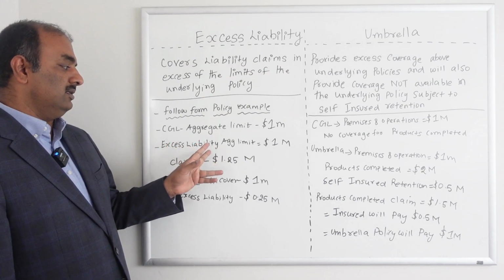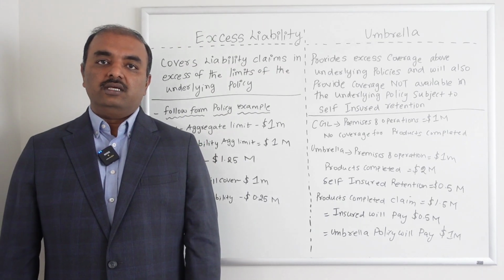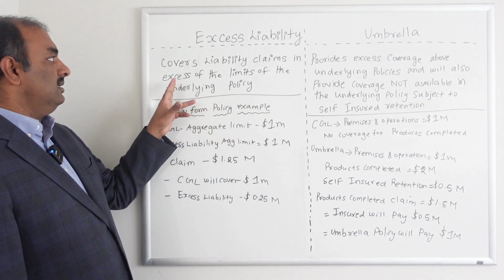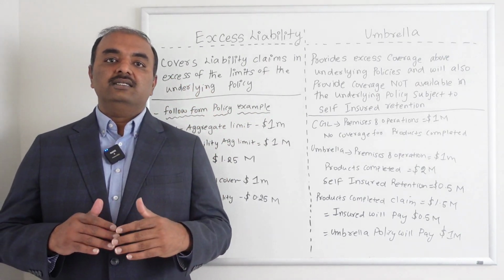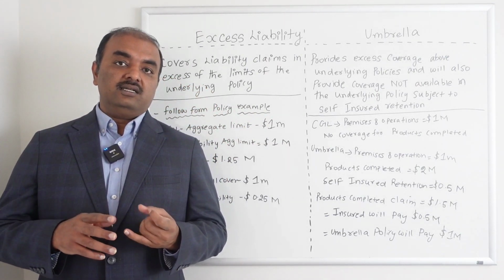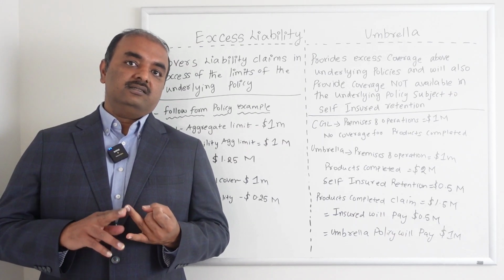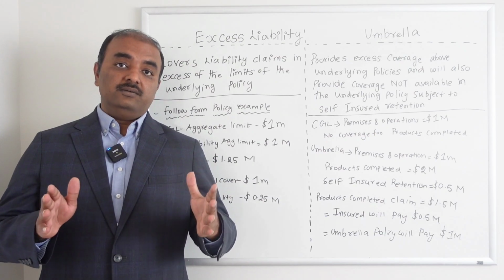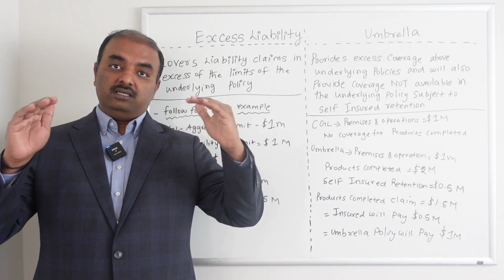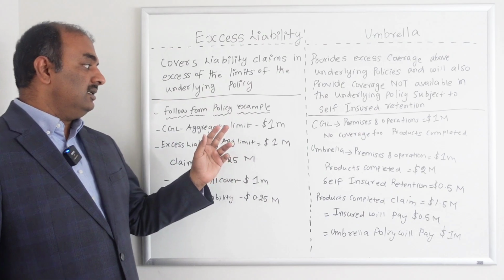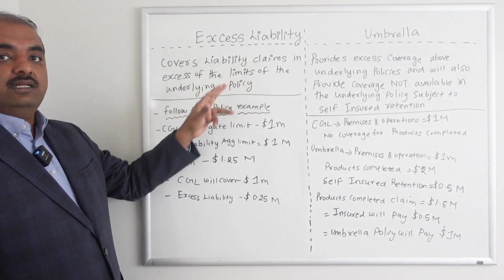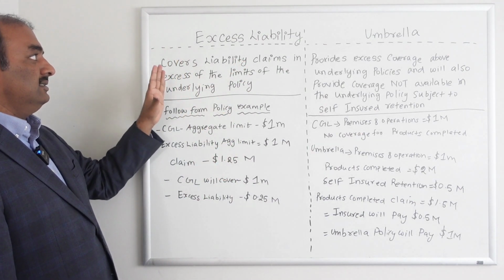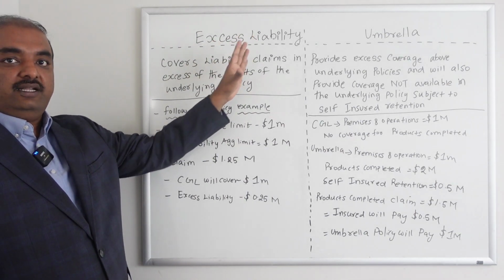excess liability policy. Now if you look closely, the excess liability policy gives you only additional limits. It does not increase the coverage, it does not decrease the coverage, and it does not change any of the terms that are available in the primary policy. All that it does is increase your primary policy's limit. That's what we call excess liability, otherwise called excess casualty.